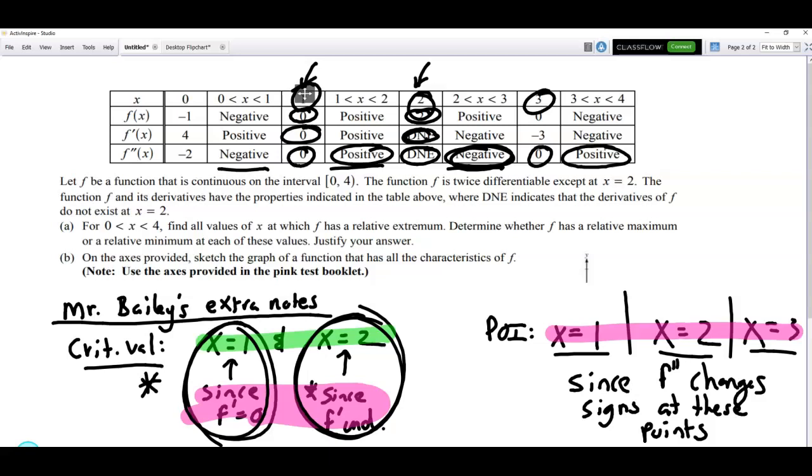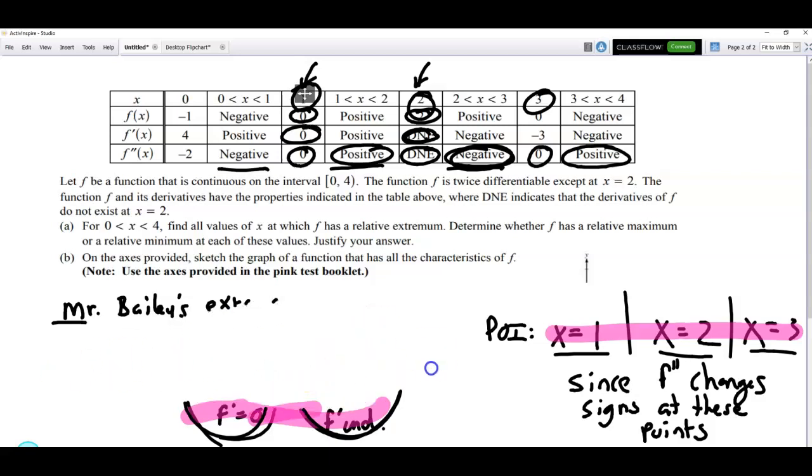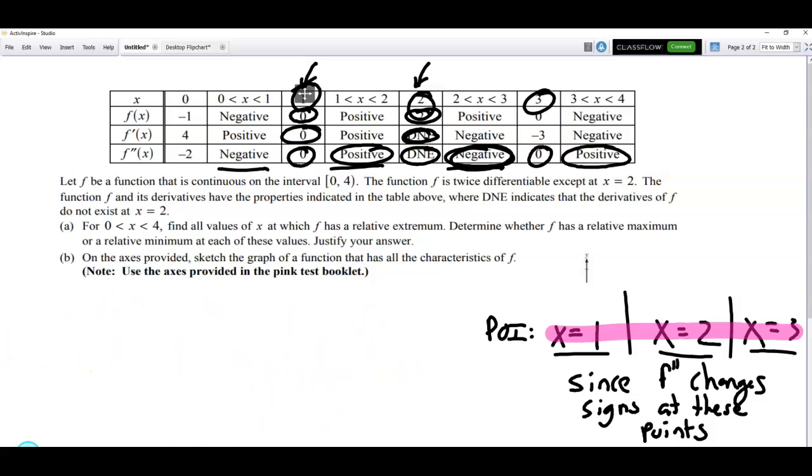Okay. All right, let's go ahead and do one more thing for Mr. Bailey's extra special notes here on the side. You guys need to do intervals of concavity. So concave up and concave down. Now that's going to be pretty simple because concave up happens anytime you have a positive second derivative.